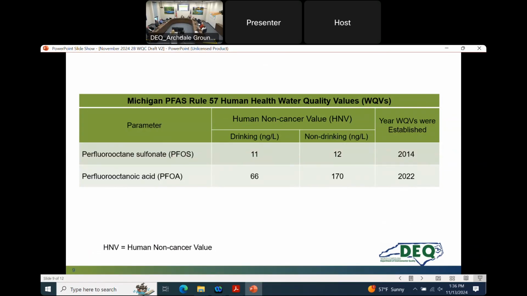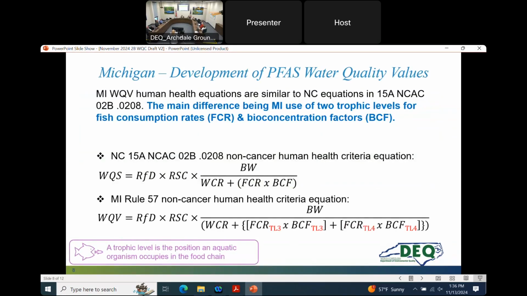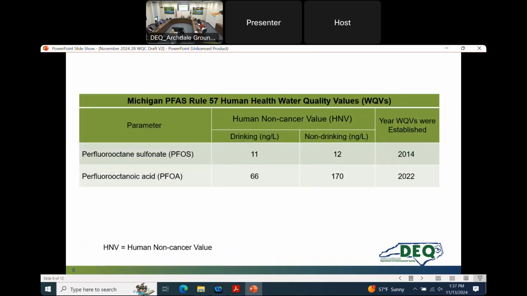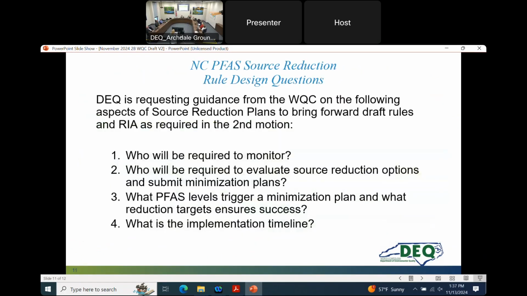If they were to recalculate them today, given today's reference dose numbers, that RfD value, they would be below 4. And that's why everybody goes to 4 then, the practical quantitation limit. So I just want to help you understand that PFOA has become just as important as PFOS. That's the example of how Michigan did it.